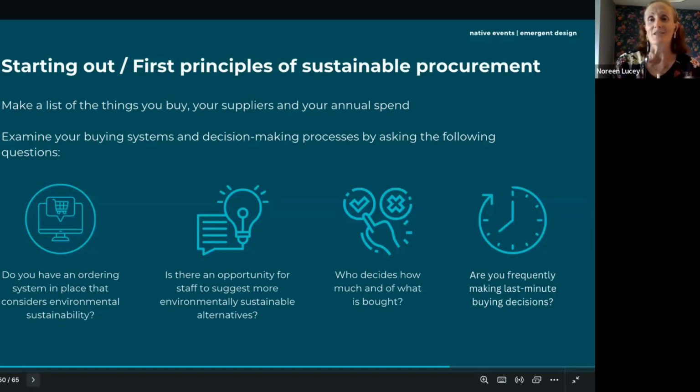A small organization will know that immediately because it's one or two people doing all of this, but a larger organization might bring their team together to look at our buying systems and our decision-making processes. We might have an informal decision-making process, but I think it's good to sit down and ask ourselves a few questions before we start looking at a green procurement policy. Do we have an ordering system in place that already considers environmental sustainability? Is there an opportunity for staff to suggest more environmentally sustainable alternatives?